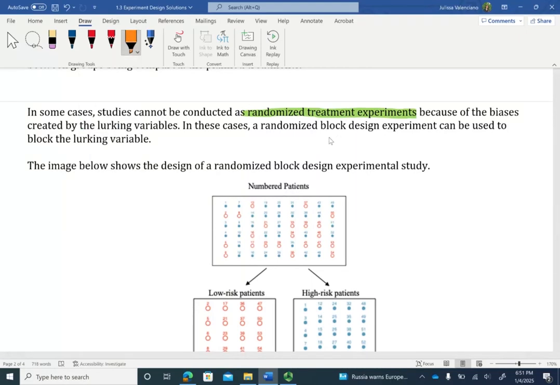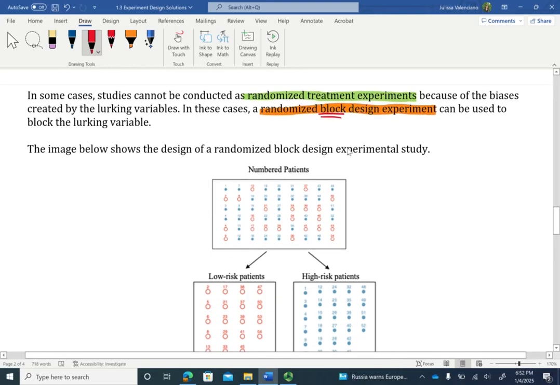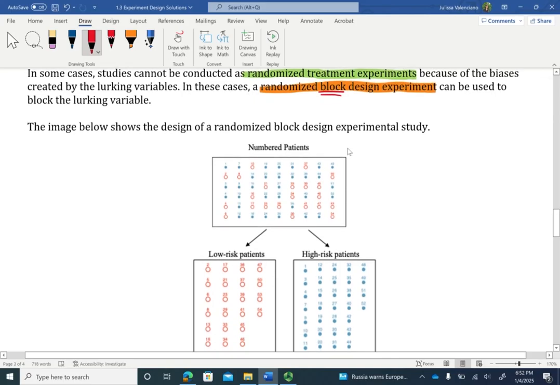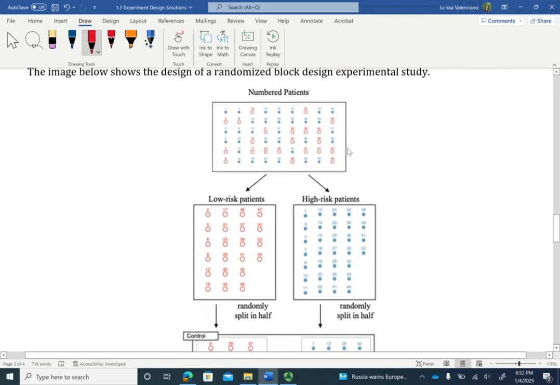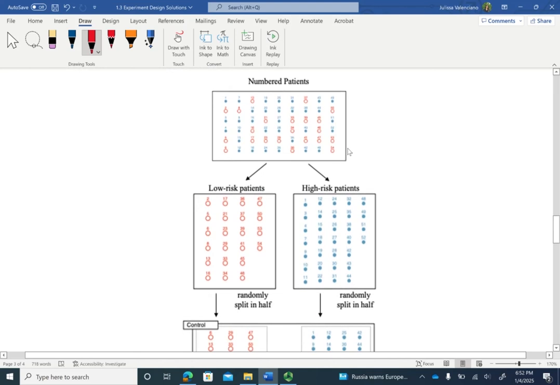So in this case, a randomized block design experiment can be used to block the lurking variable. There's still going to be randomization, but we're going to be blocking the lurking variable. Okay, and I have a visual here that can help you see how we could block a lurking variable. We're still talking about the experiment above, where we have patients at risk of having a stroke. Out of those patients, some are at low risk of having a stroke, and other patients are at really high risk of having a stroke.